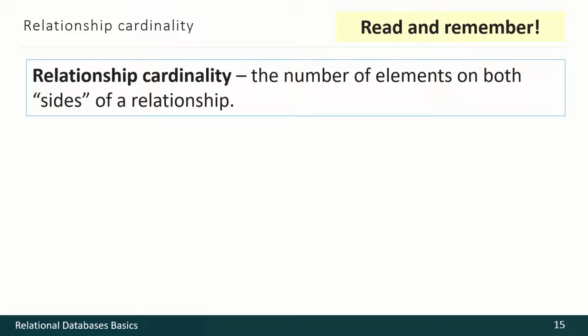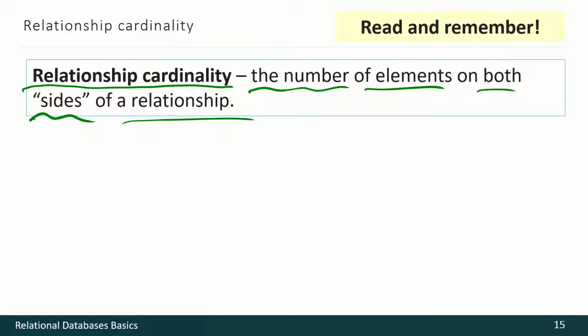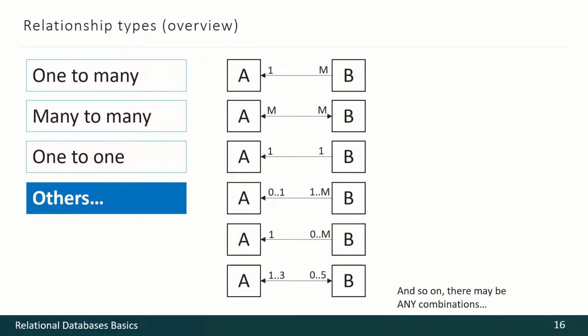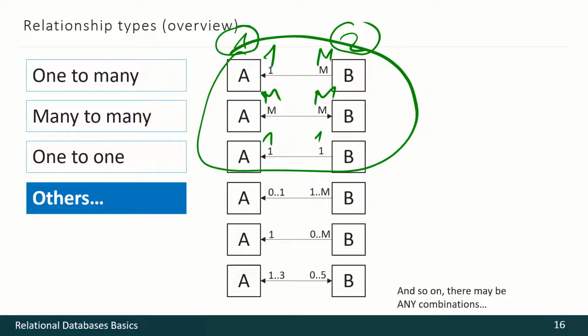First, we have to understand what a relationship cardinality is. It's literally the number of elements on both sides of a relationship. That's how it looks. As long as a relationship always connects two relations, here are our sides, the first and the second side. And we may see that here is one element, here are many. Here are many and here are many too, one and one. All these cases we've already seen.